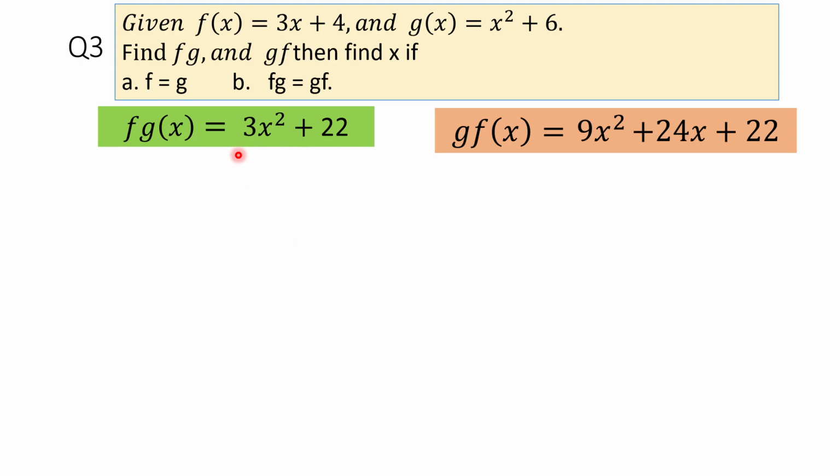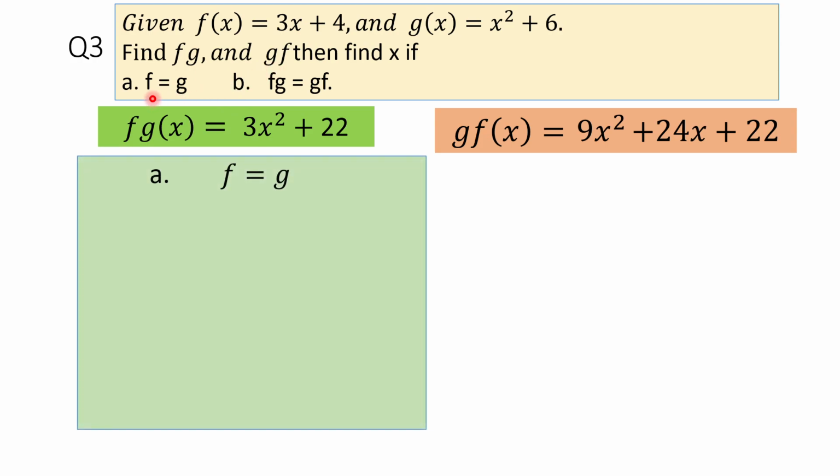Now, you have already found fg and gf. The first question, you are asked to find x when f equals g. Function f is 3x plus 4 and function g is x squared plus 6. So change f to 3x plus 4 and g to x squared plus 6.